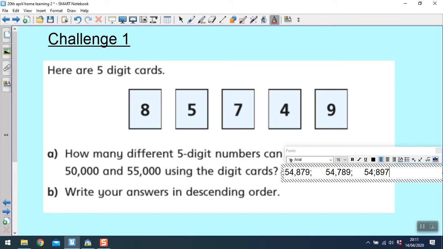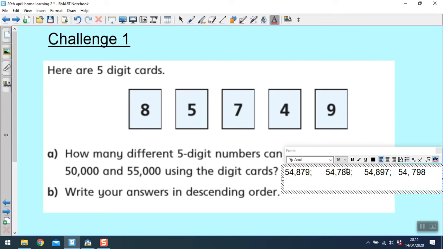54,897. Let's change it to a comma. So I've just switched the 7 and the 9 round to make a 9 and a 7 there. I could switch the 8 and the 9 round, so 54,798.